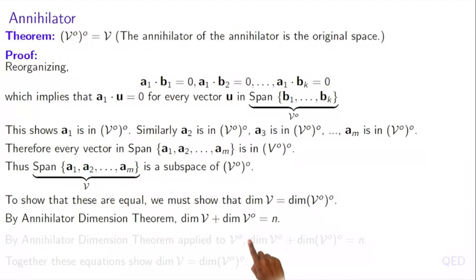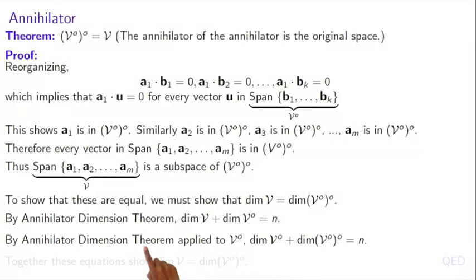Suppose we are working with vectors having n entries. Let's apply the annihilator dimension theorem to big V. It tells us that the dimension of big V plus the dimension of the annihilator of big V equals n. Now let's apply the annihilator dimension theorem to the annihilator of big V. It tells us that the dimension of the annihilator of big V plus the dimension of the annihilator of the annihilator of big V equals n. Together, these equations show that the dimension of big V equals the dimension of the annihilator of the annihilator of big V. And that completes the proof.